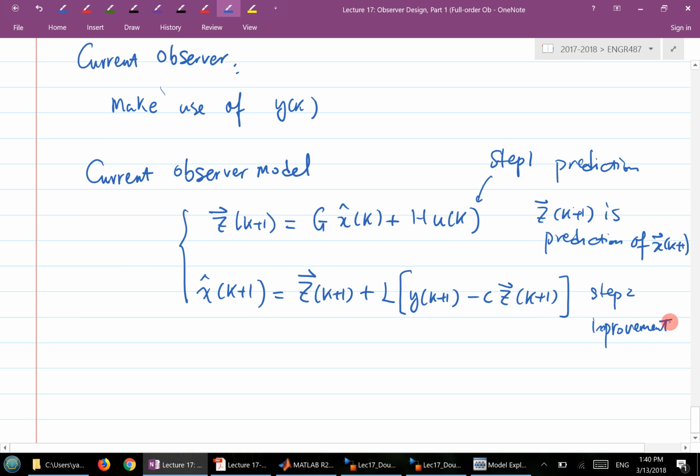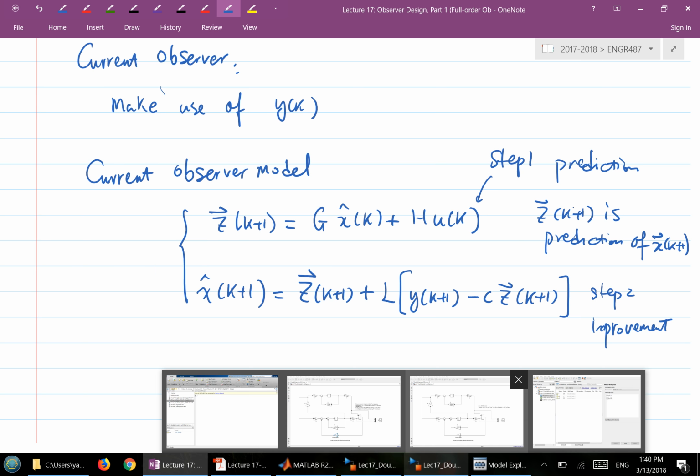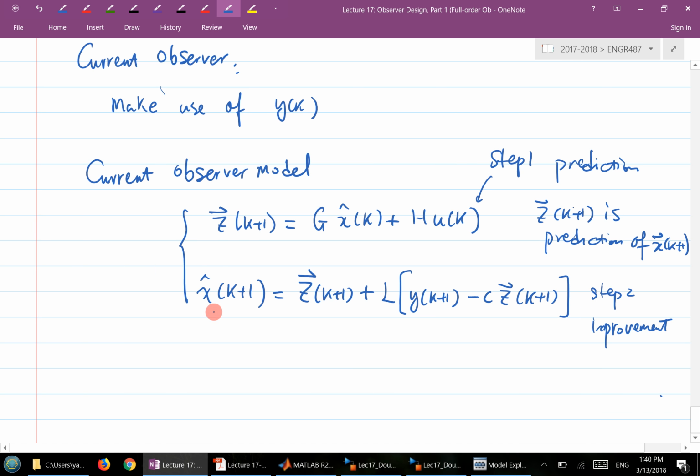Okay, improvement here. If you look at the improvement, this is your x hat of k plus 1, right? This is based on your prediction and also based on what? Based on y of k plus 1, and the index is the same index as this k plus 1 here. So that's where the name current observer comes from. Your estimation here is based on the current information, y of k plus 1.